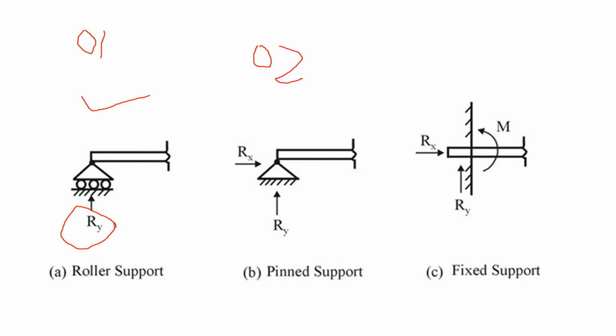And third one is fixed support. This fixed support is not able to move in X direction, not able to move in Y direction, and the rotation of the support is also not possible. So there will be the normal reaction in X, Rx, normal reaction in Y direction, Ry, and the third one is moment. So the number of unknowns in the fixed support is 3.